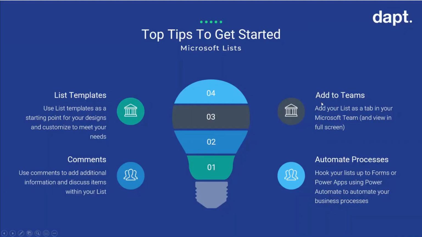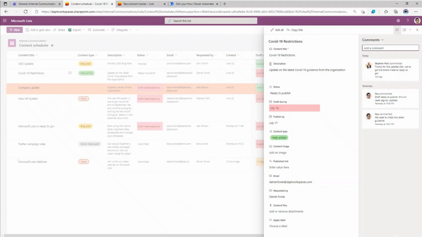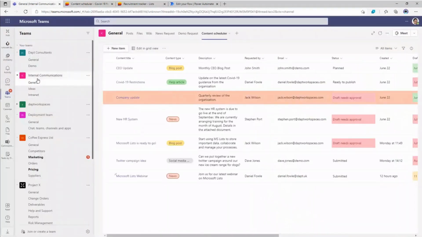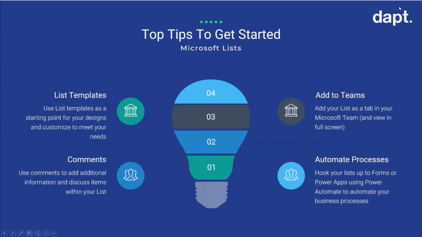Another thing you can do is there's an app for Microsoft Teams. So I can embed my lists directly within one of my Microsoft Teams. Within my internal comms team, I've added my content scheduler list as a tab at the top. I think this is a really nice way of bringing all these tools within Microsoft 365 together. And I've already mentioned that if you want to turbocharge your list and take it to the next level, take a look at automating your processes with the Power Platform, and the options are pretty much endless there.